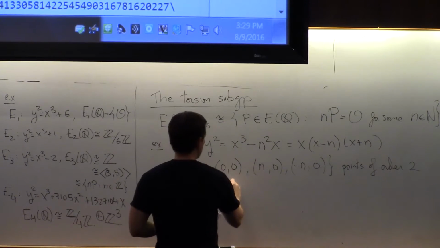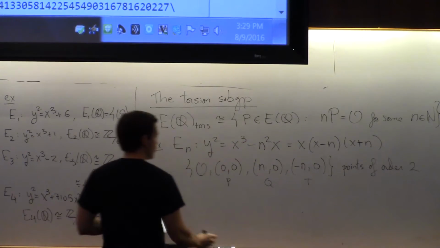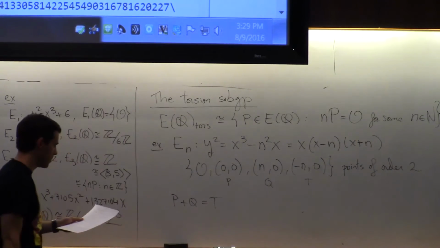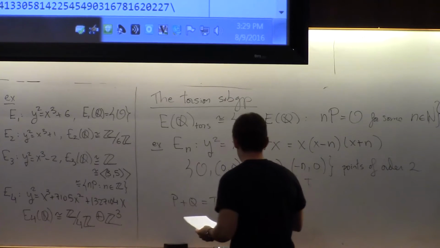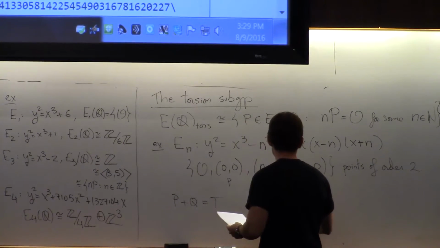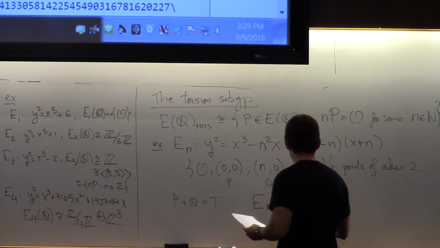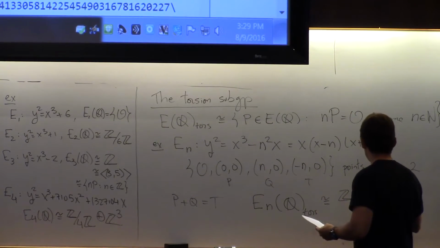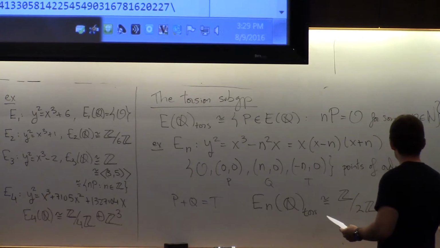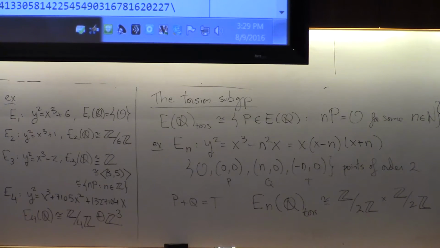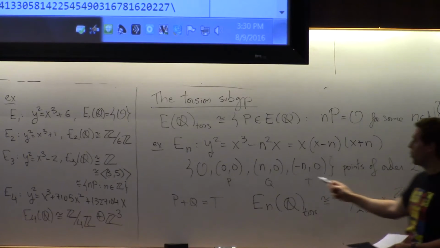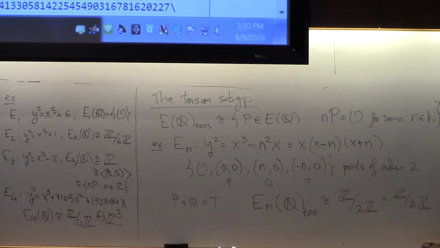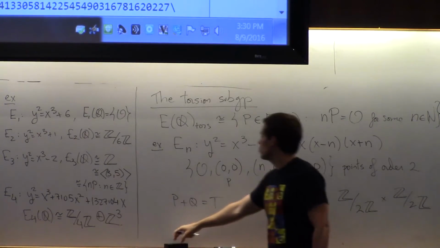If you call these P, Q, and T, it turns out that P plus Q equals T. So the 2-torsion, in fact for these curves, is all the torsion, Z mod 2 cross Z mod 2. It's not Z mod 4, because even though there are these 4 points, none of them have order 4. They all have order 2. Okay, and that's actually how you build the 2-torsion.